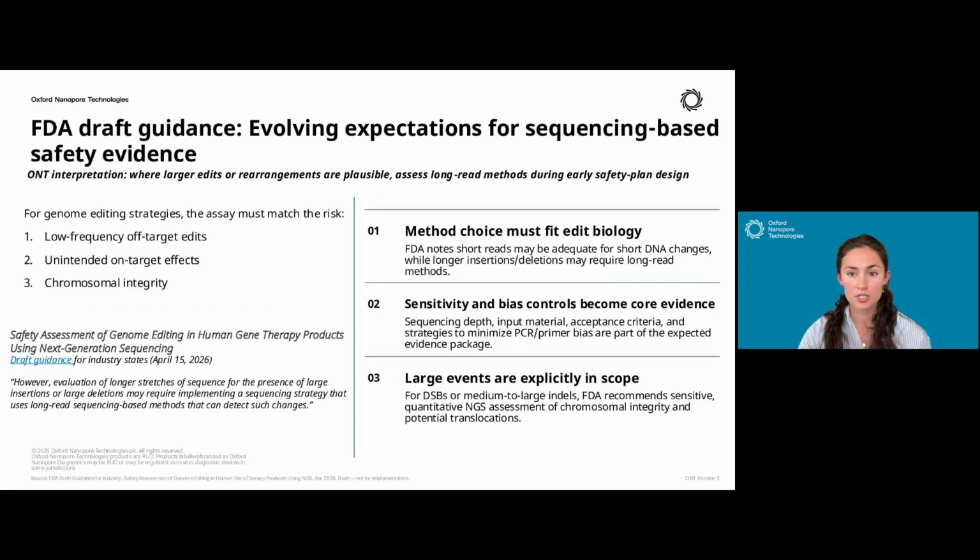Another key thing to consider is the recent draft preclinical guidance from the FDA surrounding evolving expectations for sequencing-based safety evidence. To quote the guidance, it states that evaluation of longer stretches of sequence for the presence of large insertions or large deletions may require implementing a sequencing strategy that uses long-read sequencing-based methods that can detect such changes. This is a key piece that we want to orient around, as our interpretation is that these larger edits and rearrangements are a really key piece where Nanopore can fit into answering your questions, but also within profiling the entirety of the different steps within your pipeline, all with one significant solution.